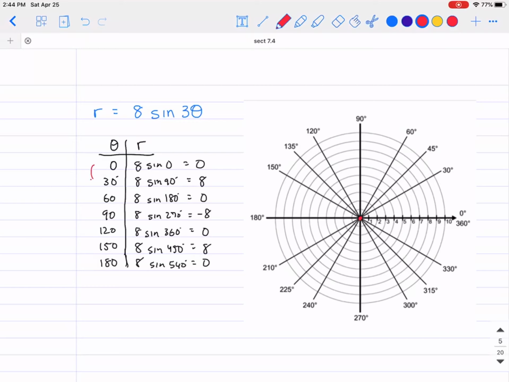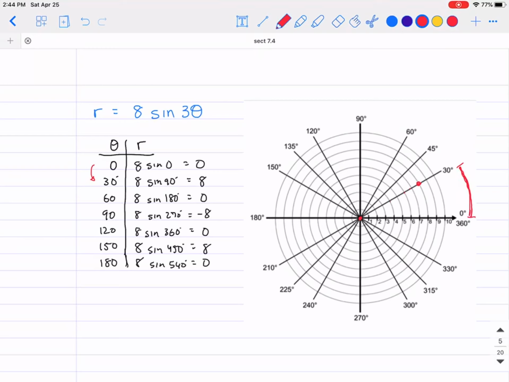Okay, first point is going to be 0, 0. So that's the pole. That's the origin right here. Now remember, the first part is going to be a rotation from 0 to 30 degrees. So that is going to be from here all the way to here. Your radius is going to be 8 at that 30 degrees, so I'm going to go up by 8 then.